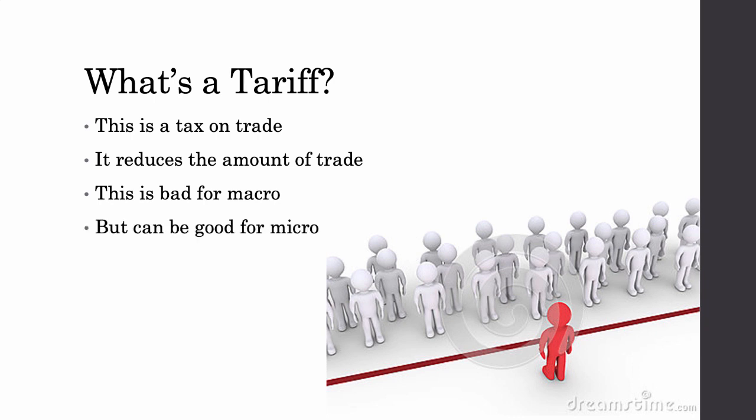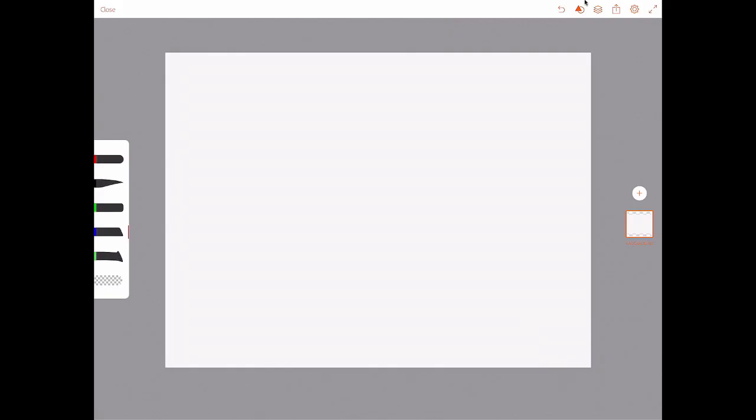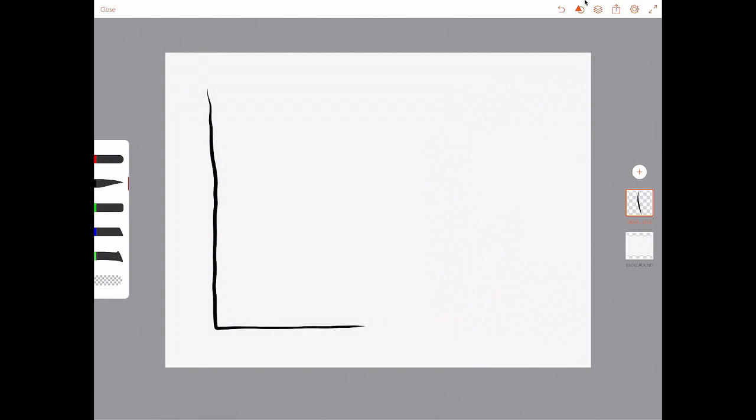But people advocate for tariffs because it can be good for the micro economy. It can be good for specific businesses. It can be good for specific industries. But on the whole, or in the main, it is bad for the macro economy. Okay, so why is it bad? So let's look at our last demand and supply model of the semester. Here we're going to look at the market for cars.